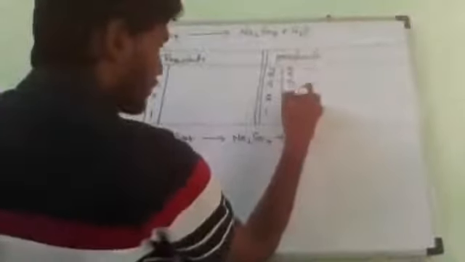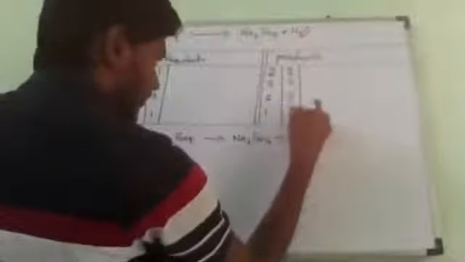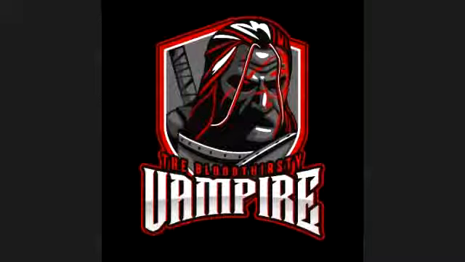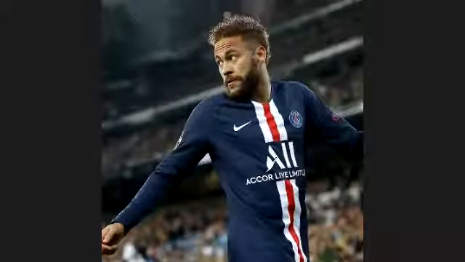2, 5, 2, 1, exactly the same will come. Now on the product side, 1 needs to become 2. So which number should I multiply? 2. Is it possible to multiply only sodium or the full compound? The full compound with the 2. 2 is the coefficient.